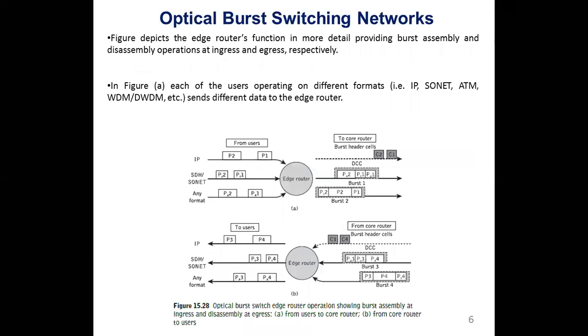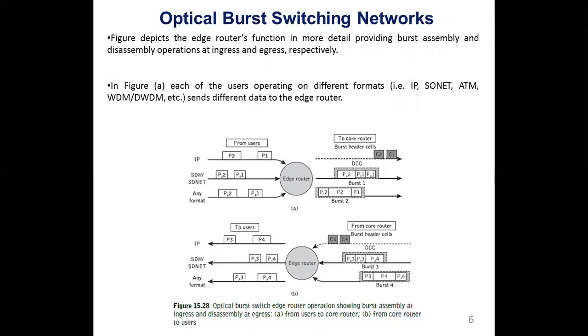So the diagram here is showing the edge router's function in an optical burst switching network. And it will provide some assembly of bursts, how the bursts are assembled together, and also the disassembly, that is the opposite process, at the ingress and the egress, at the entrance and at the exit points.